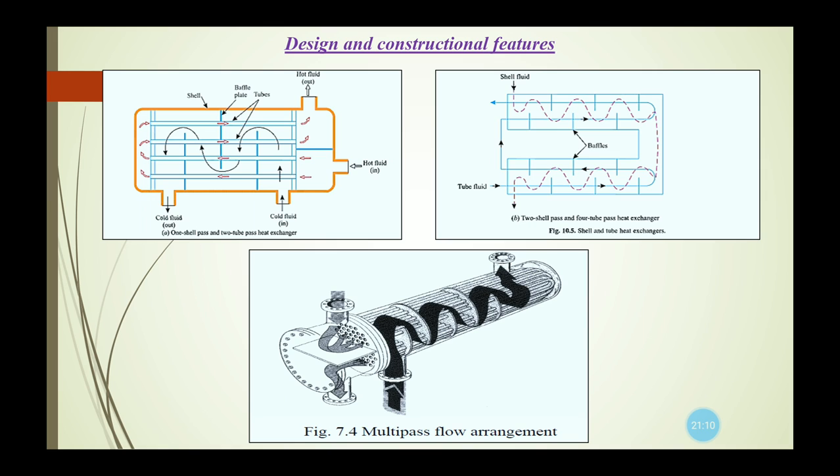So in case of the multi-pass flow arrangement or the multiple shell and tube passes, this type of heat exchangers are used for enhancing the overall heat transfer. So multiple shell pass is possible where the fluid flowing through the shell is rerouted. Now the shell side fluid is forced to flow back and forth across the tubes by the baffles.